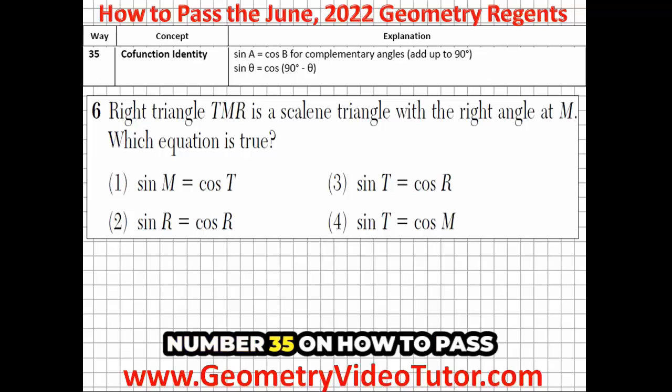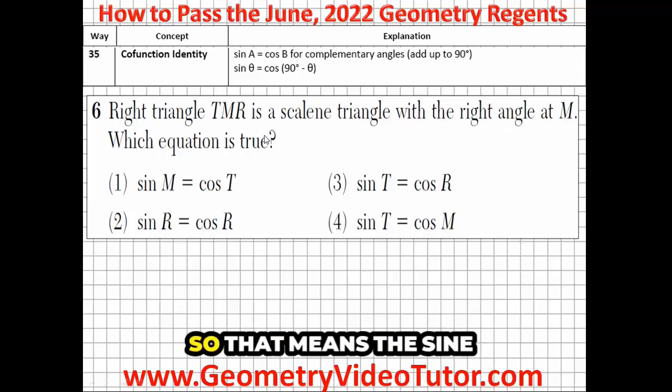Way number 35 on how to pass the June 2022 Geometry Regents. For cofunction identities, the sine of A is equal to the cosine of B for complementary angles, or angles that add up to 90 degrees. So when you have a right triangle TMR and it's a scalene triangle with right angle at M, which equation is true?